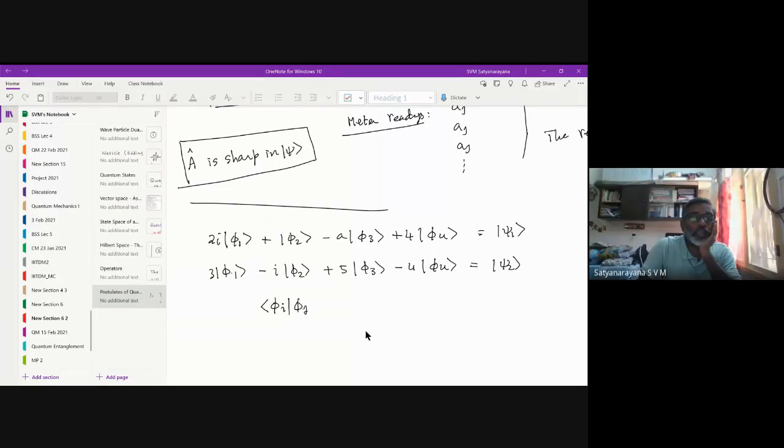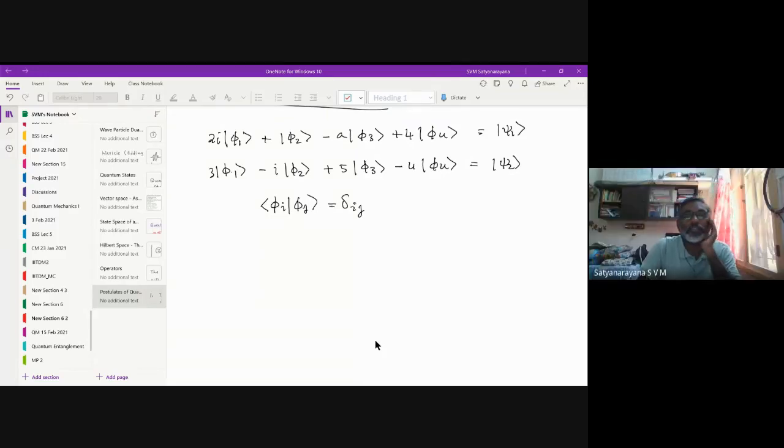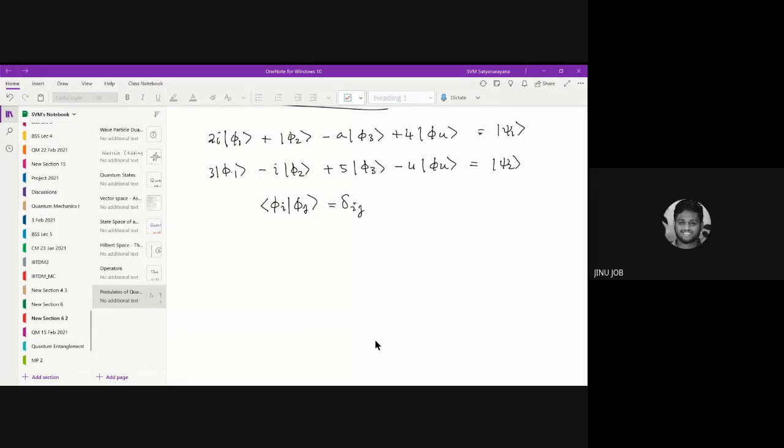Orthonormal means phi i phi j is delta ij. Yes, sir, they are orthonormal. So they are asked to find the value of a such that psi 1 and psi 2 are orthogonal. Yes, sir. And in Zettili's book they took the inner product bra psi 2 ket psi 1 equal to 0. They take that condition, and they find the value a is equal to 7i minus 4 by 5.